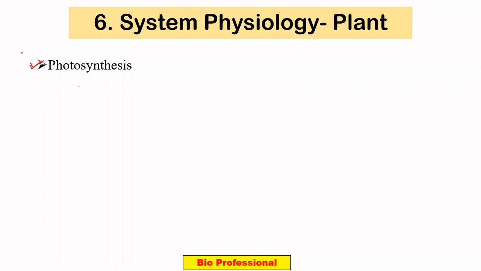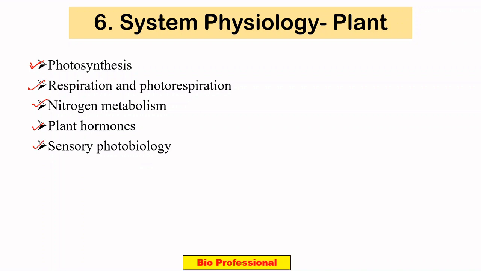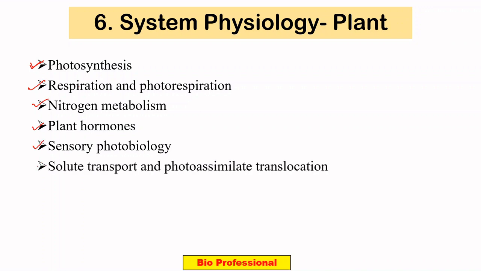So you just have to invest some amount of time, and you can get questions, because most of the time there are questions from photosynthesis, and even every time you will find questions from this part. And respiration and photorespiration, this is also a simple topic. Nitrogen metabolism. Okay, then plant hormones, sensory photobiology, solute transport and photoassimilate translocation, secondary metabolites. Those who are from a botany background, they are masters of this topic. The problem is for those who are from a zoology background, or any other background, right?